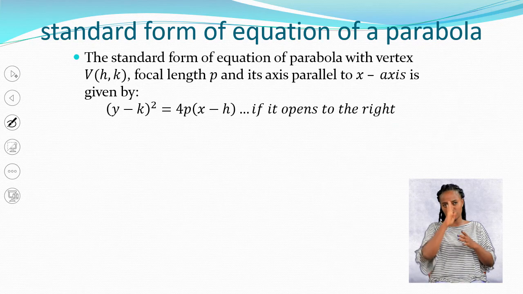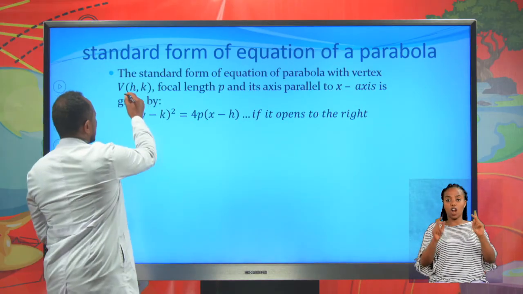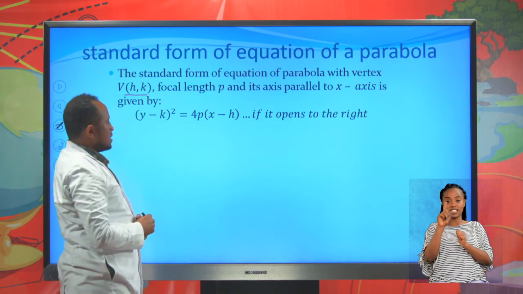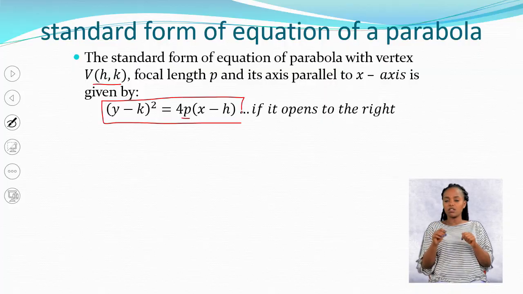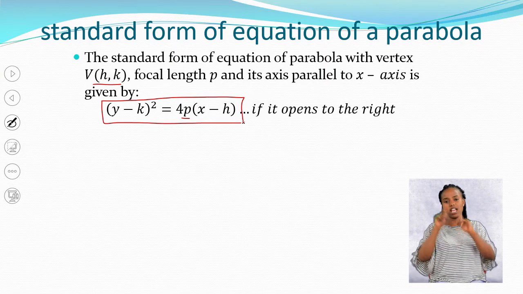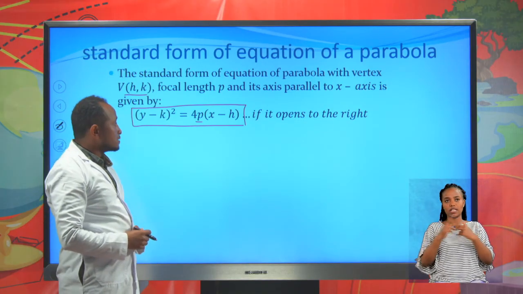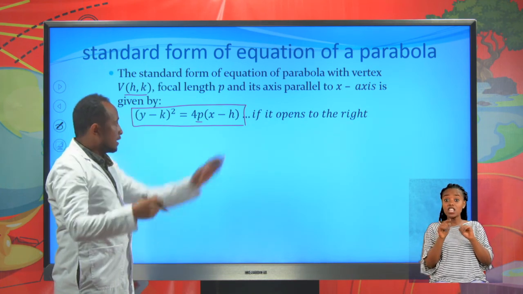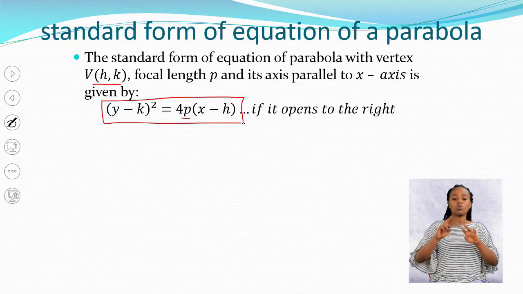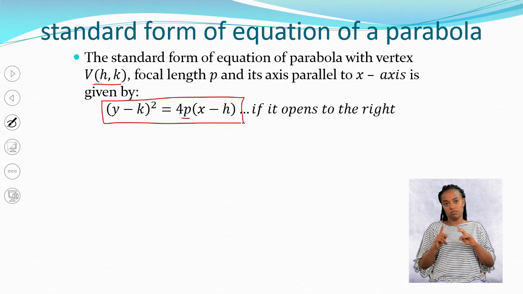So you will have this form of equation: the equation of a parabola with vertex (h, k) and focal length p is given by (y minus k) squared equals 4p times (x minus h) if it opens to the right. If the parabola opens to the right, this becomes positive 4p.